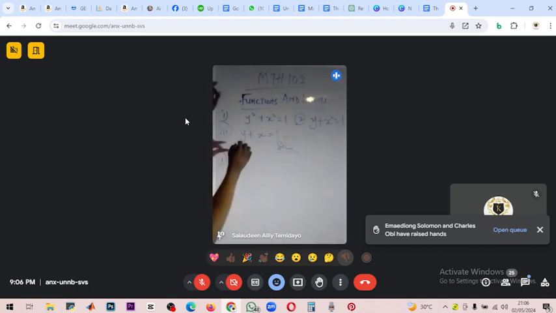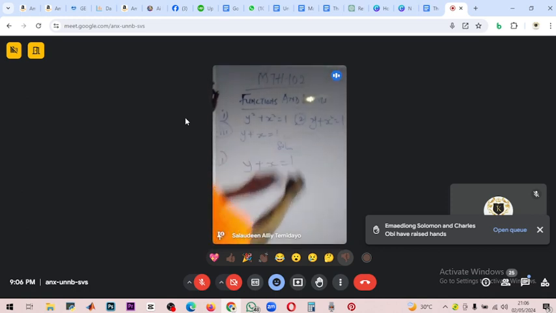Let's look at this again. y plus x equals 1. We can't make y the subject straight. So y equals 1 minus x. So y is a function of x. y is also a function of x in this one. And that's how it goes.